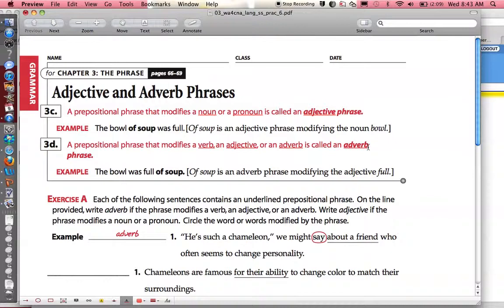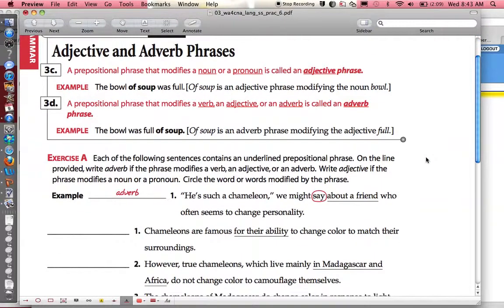If you're unclear on those parts of speech, you need to go back and review in Chapter 1 on the parts of speech. So, the examples, prepositional phrase that modifies a noun or pronoun called an adjective phrase. The example, the bowl of soup was full. Of soup is an adjective phrase modifying the noun bowl. So, we remember that little trick that if the phrase immediately follows a noun that it's modifying, then usually that means it's an adjective phrase. But an adverb phrase can be anywhere in the sentence.